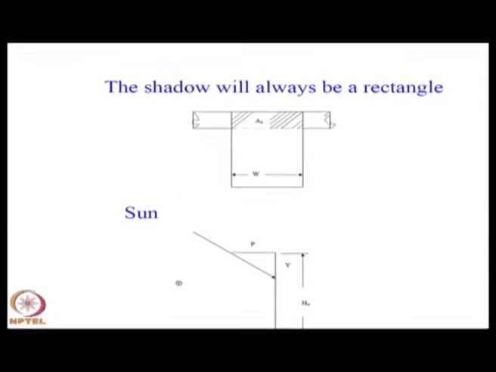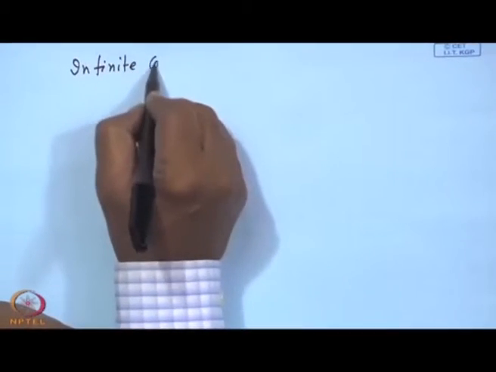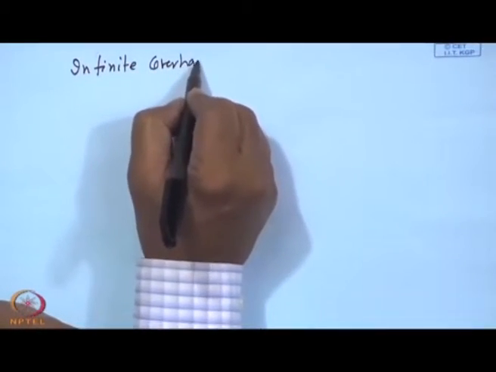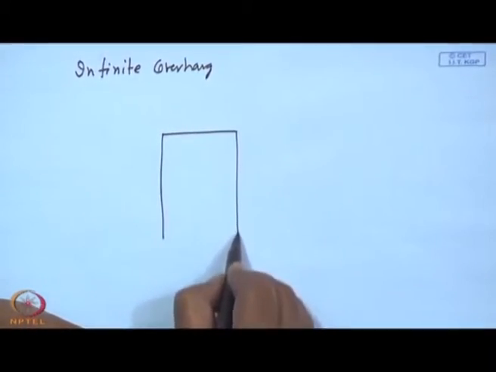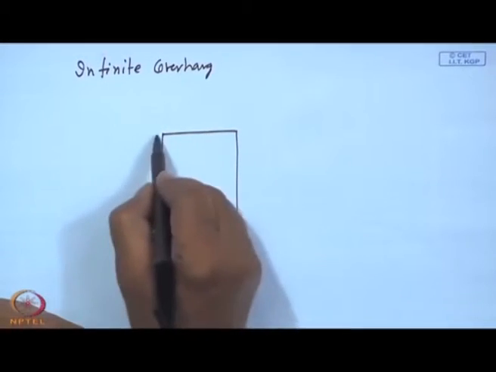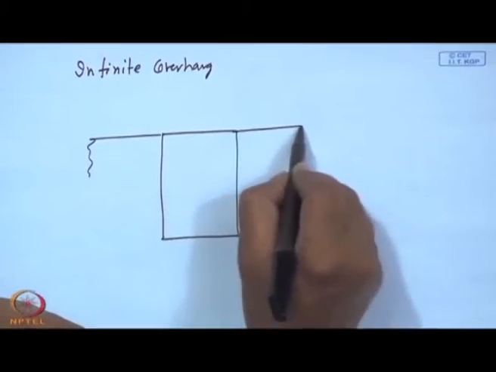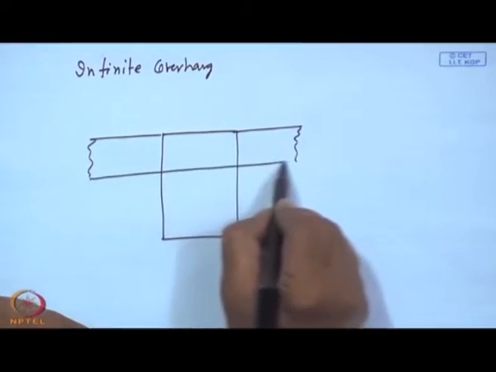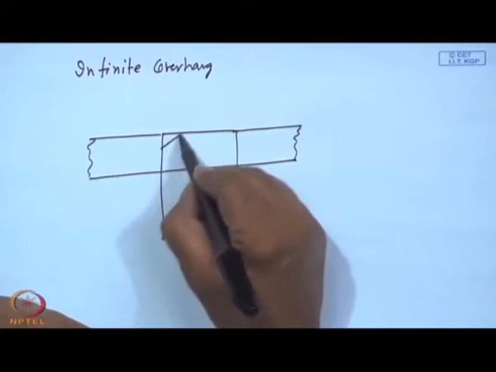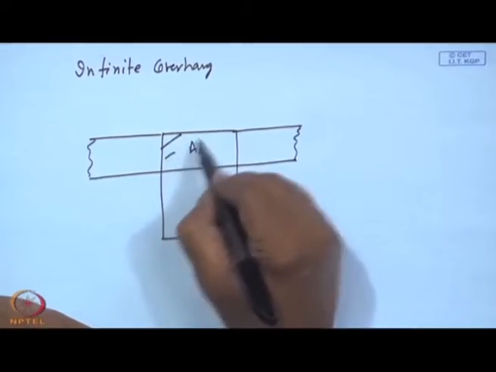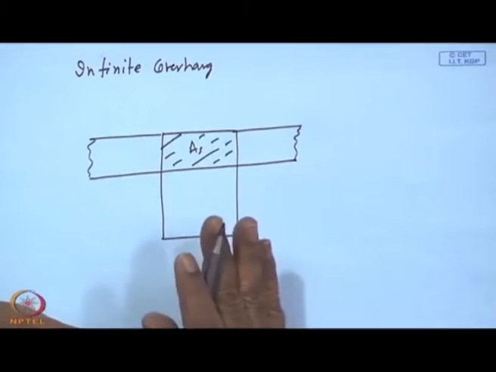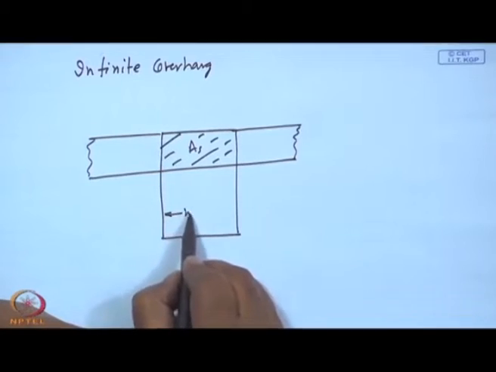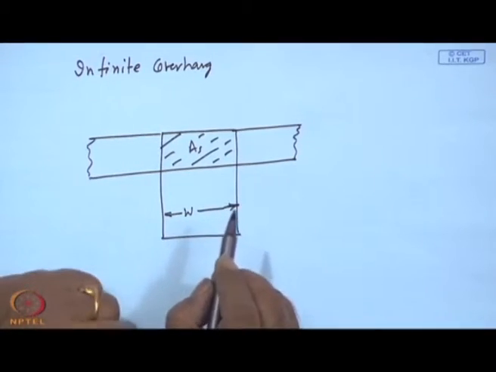But if you have an infinite overhang, as I have shown over here, so this may be 2 to 5 times the window. The shaded area A_s is always a rectangle. So this gives us some respite.